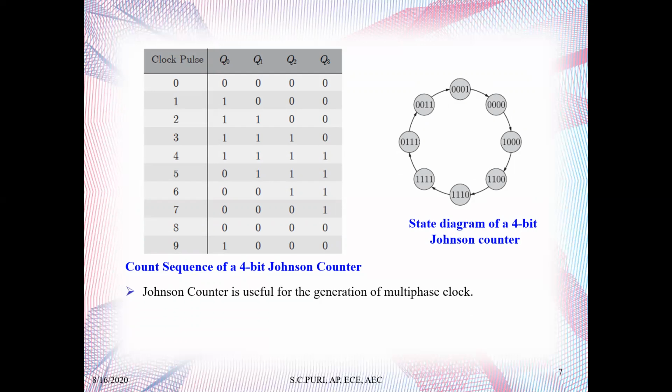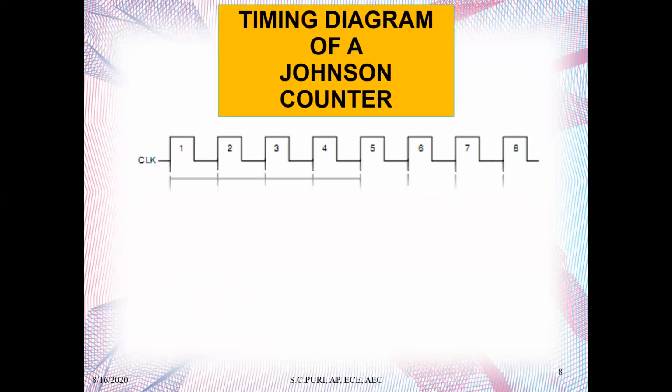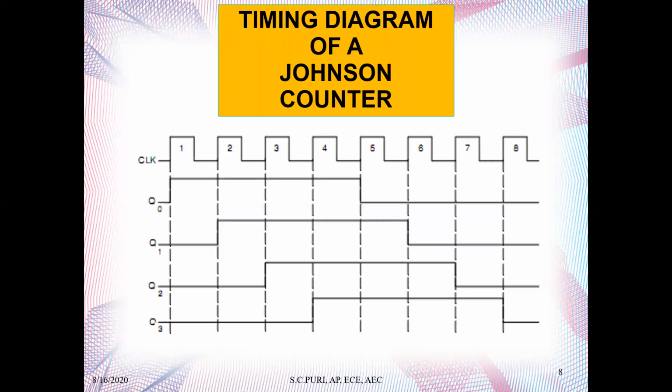The Johnson counter is useful for the generation of multi-phase clocks. A Johnson counter is a divide by 2n counter. For decoding the count, 2-input AND gates are required. Now let us discuss the timing diagram. As you can see here, it requires 8 clock pulses for a 4-bit flip-flop arrangement. Therefore it is a divide by 2n counter. Thank you.